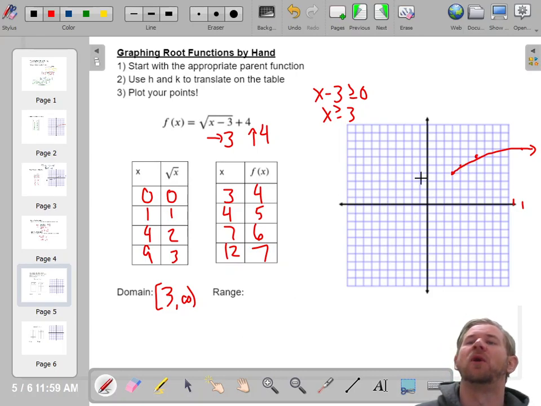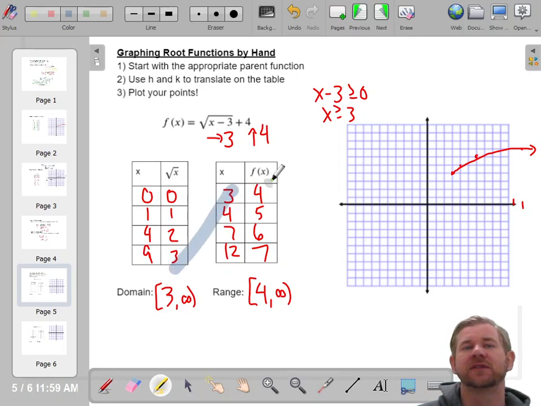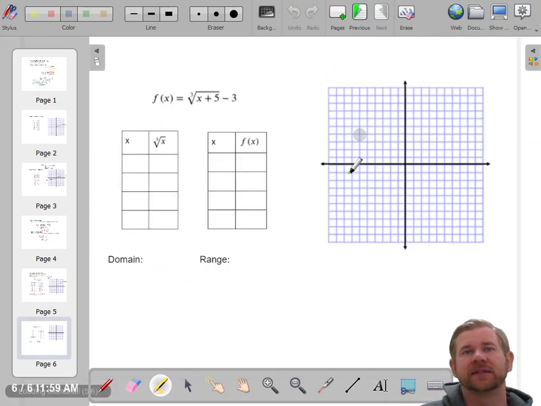The range, the smallest y value here is 4, and then it goes up forever, so 4 to infinity, and again, 4 is in a bracket because the first point that it hits is 3, 4. You can see there's a 3 right there and a 4 right there. Okay? That's a square root. So we're based on translations.